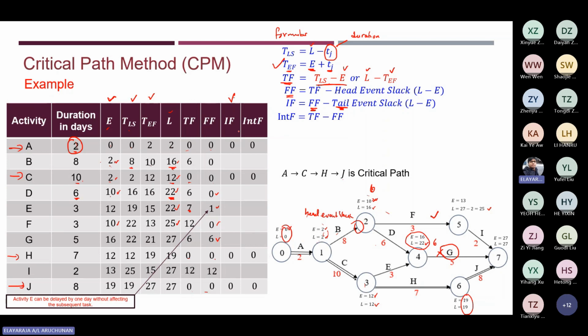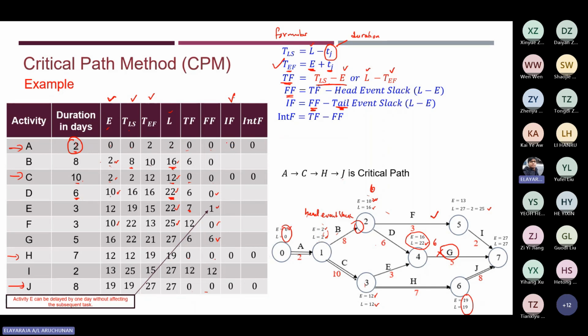All right, now you see that for the independent float here, as we know the free float is 0, and then you check the tail event slack is 0. So 0 minus 0 is 0.